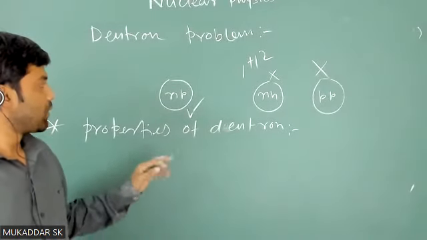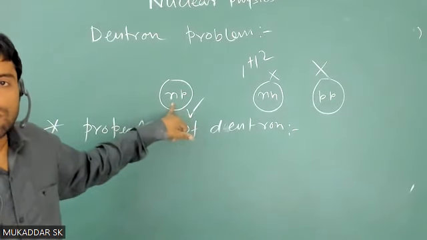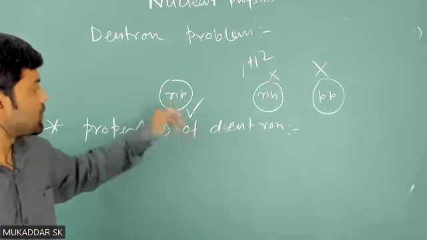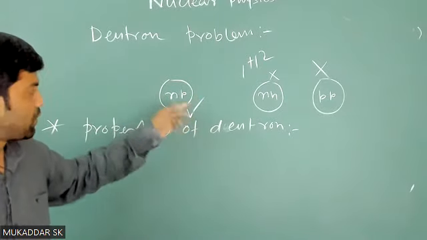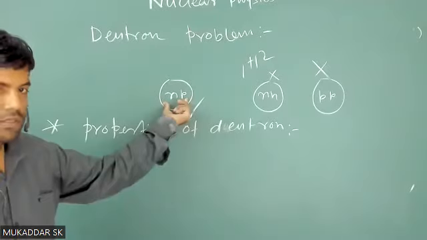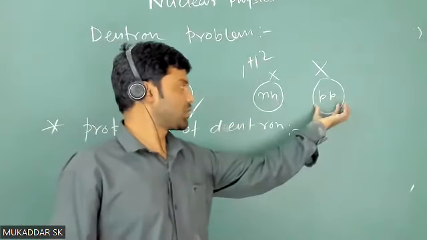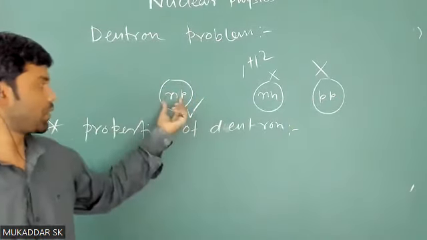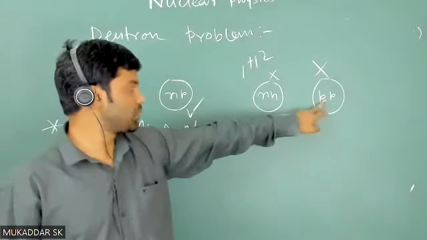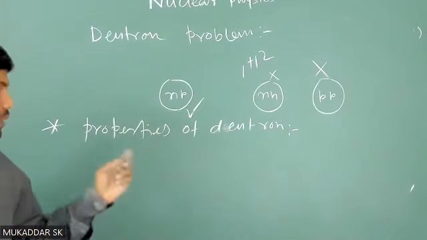What I'm saying is that deuteron is the only two nucleon stable system. A two nucleon system is a nucleus in which there are two nucleons present. This is also a two nucleon system, and this is also a two nucleon system: where there are two protons, two neutrons, or one neutron and one proton. This is not stable, this is not stable, but deuteron is stable. What I'm saying is that deuteron is the only two nucleon stable nucleus.